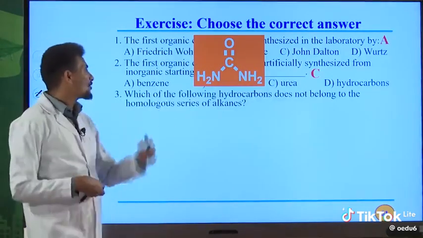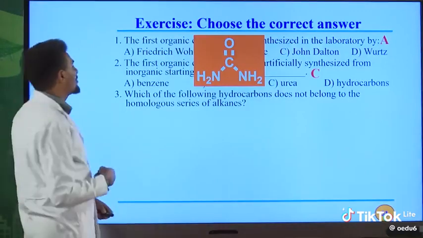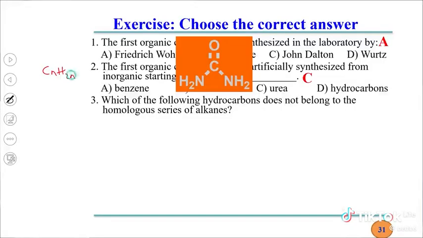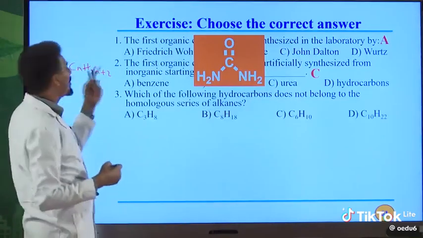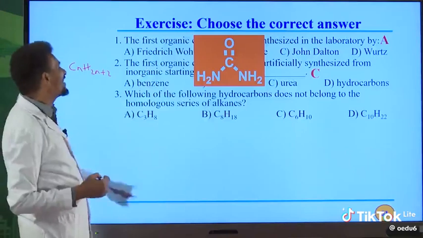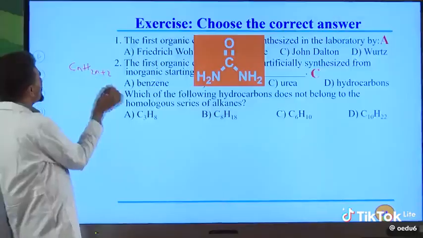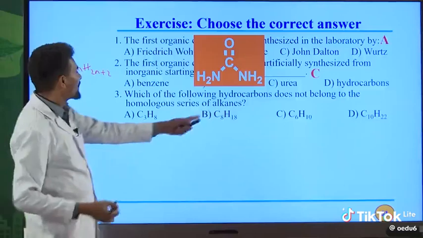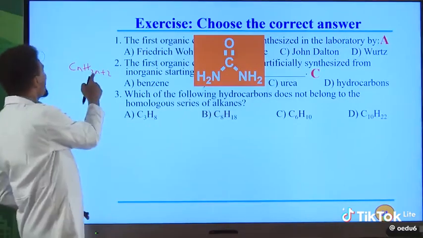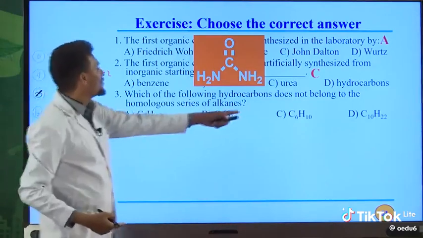Third question. Which of the following hydrocarbons does not belong to the homologous series of alkane? You can use the general formula for alkane, CnH2n+2. All the time, if you remember this one, you can easily answer this question. For example, C3H8. If n is 3, then 3 times 2 is 6, plus 2 is 8. C3H8, this is an alkane. C8H18, 8 times 2 is 16, plus 2 is 18. So this is also an alkane.